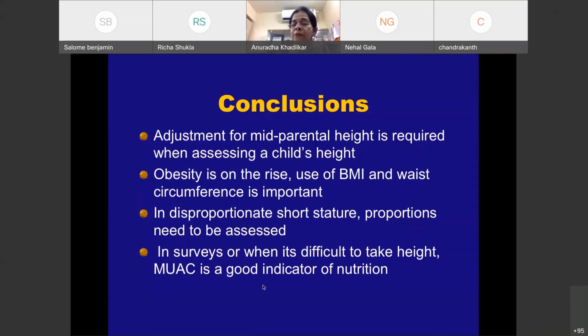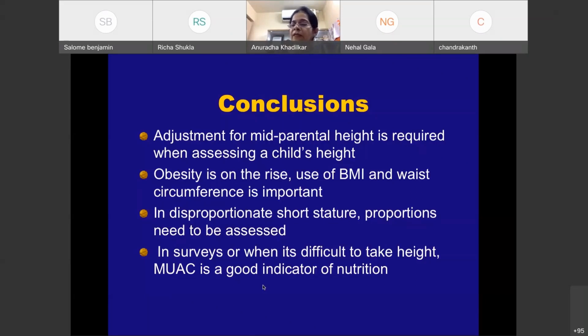Obesity is on the rise. Please mark that. Any child whom you can stop from growing obese, I think one must do that. You need to use the BMI and waist circumference. Both of them are very important. If there is disproportionate short stature, one needs to assess the proportions. Of course, that is the work of the specialist. You can send them to us.